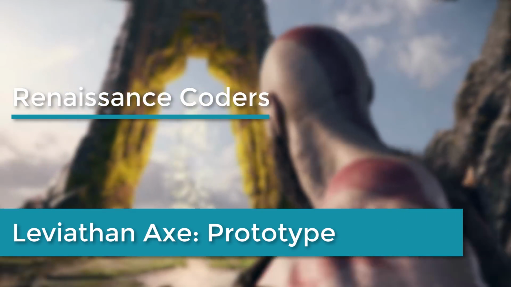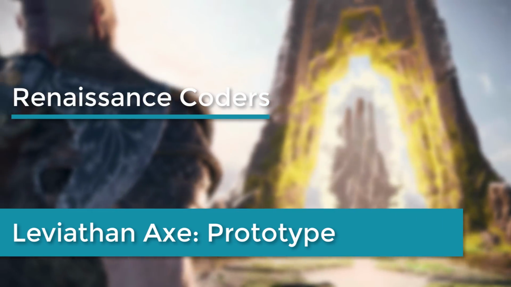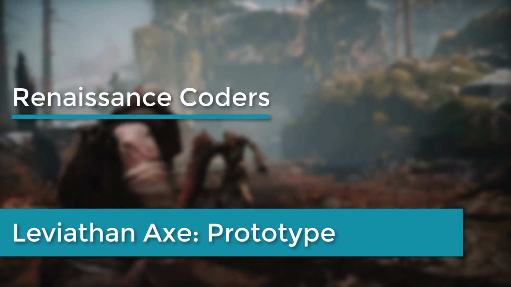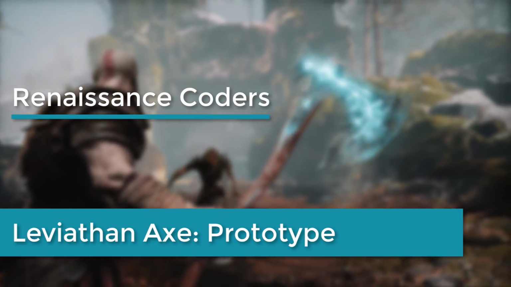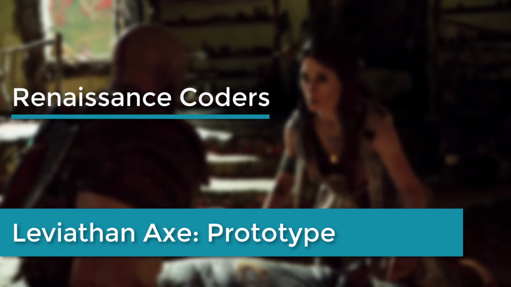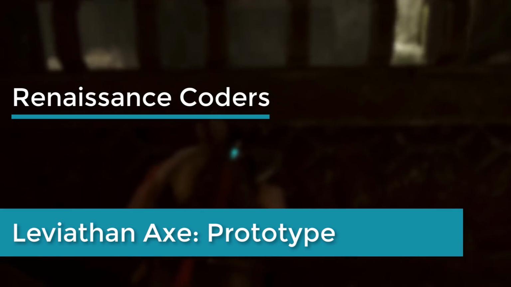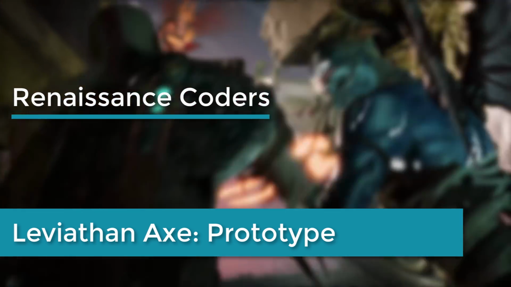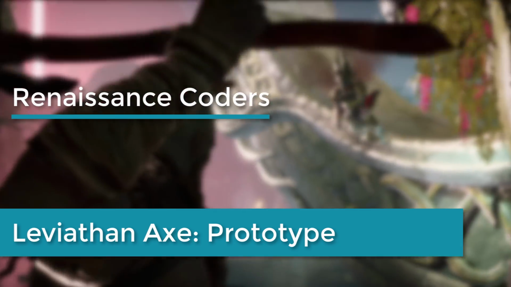I recently played through the newer God of War game and I absolutely loved it, so if you get some time, you should definitely check it out. While playing through the game, I found myself fascinated by the Leviathan Axe, which is the new weapon that Kratos uses in the game. I was really interested to see how the axe worked, and I wanted to try and create a prototype version of the axe using Unity.